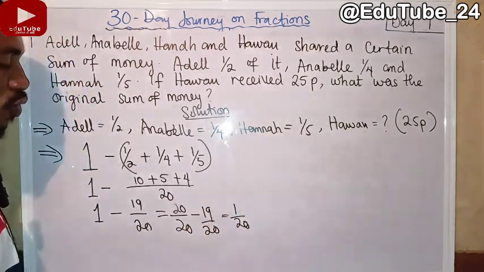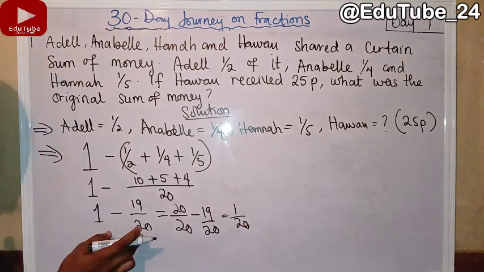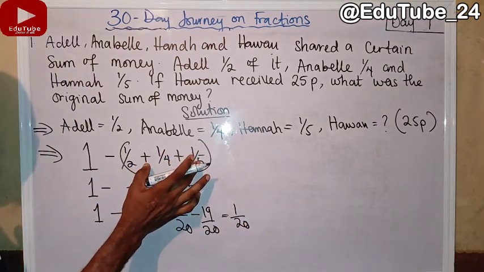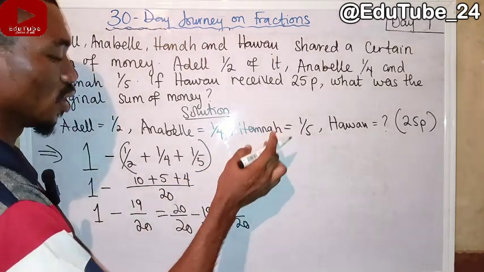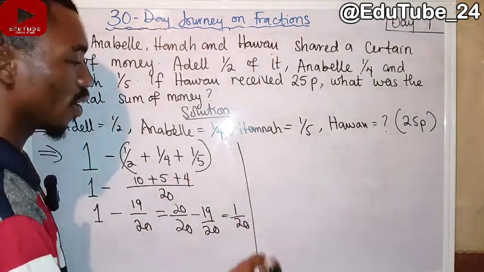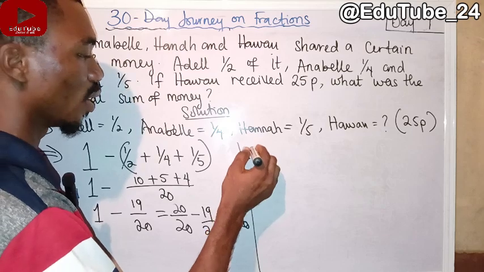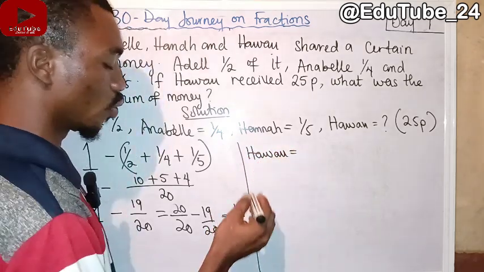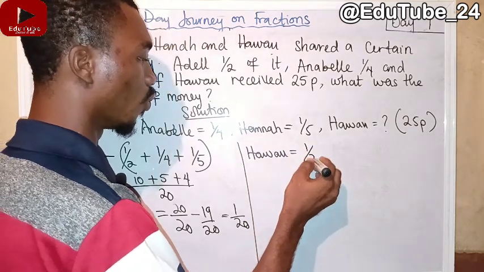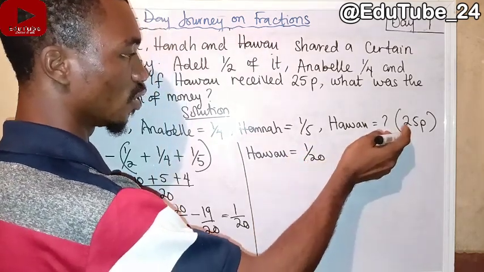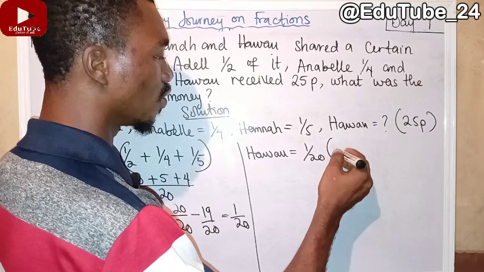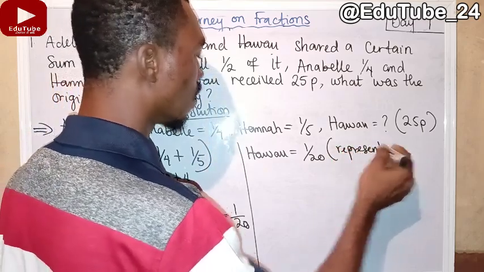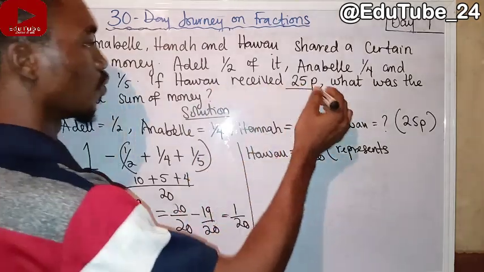So 1 over 20. This 1 over 20 is the fraction left after taking away all the fractions of money given to the 3 sisters. So that means this 1 over 20 is for Awal. So I'm going to write Awal's portion of fraction, or Awal's fraction, is equal to 1 over 20, which is this question mark. And then that 1 over 20 represents the quantity of money that Awal was given, which is 25 pence.